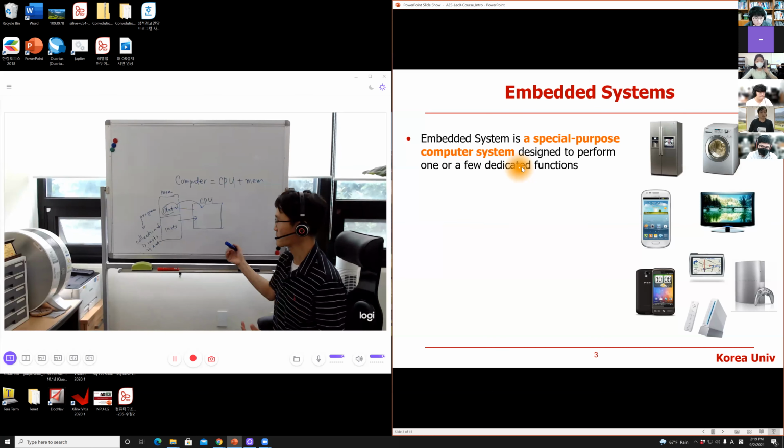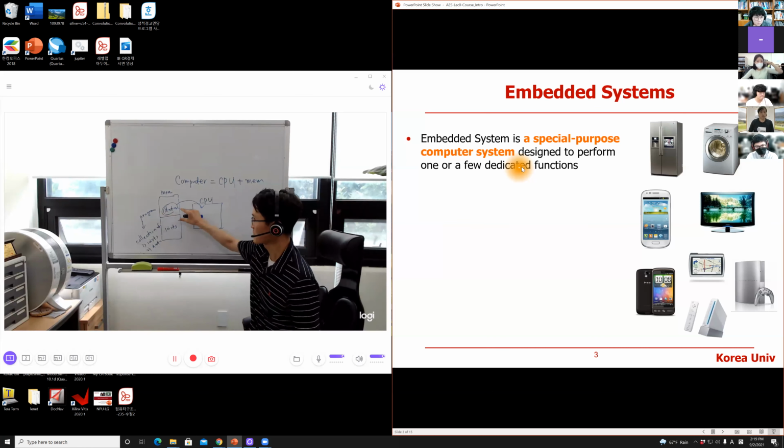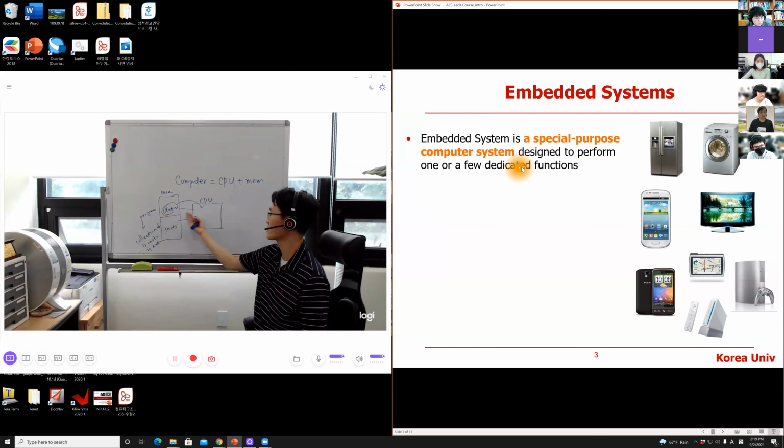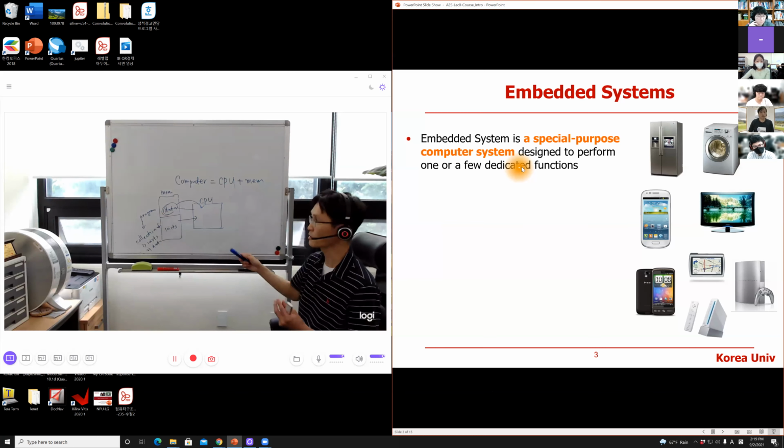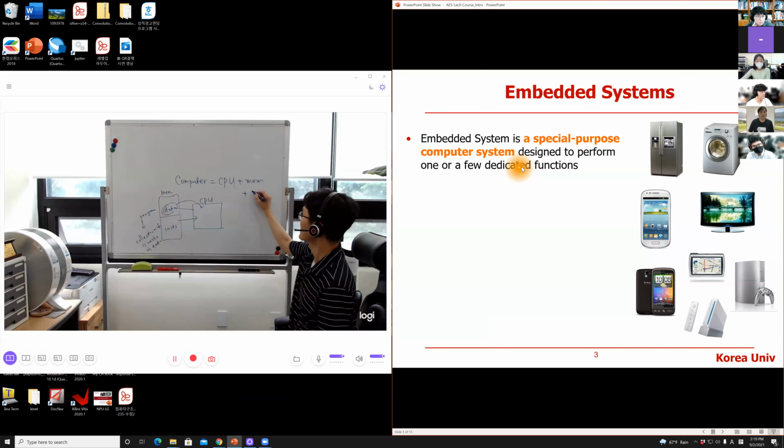So a program is very simple. A program is just a collection of instruction, machine code, and data. Right? The CPU simply reads an instruction and executes it. Right? That is a computer. And then a lot of I/O devices. That is a computer.